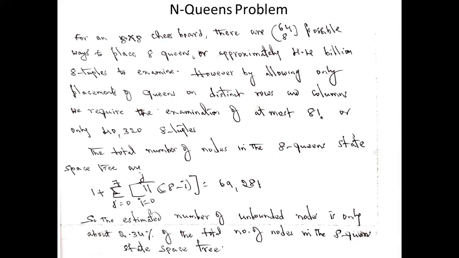How many nodes are possible, or how many 8 tuples do we need to examine? Because x of 1 to x of 8 are the required solutions. All the leaf nodes in the 8 by 8 chessboard, because if you construct a state space tree, the state space tree contains 8 levels. If you trace from the root node to each leaf node, we observe x of 1 to x of 8.